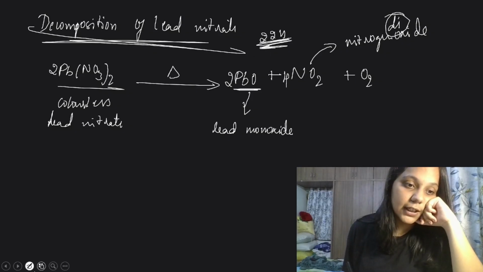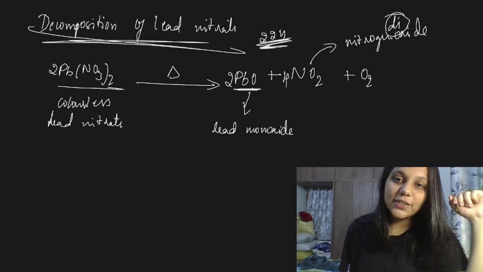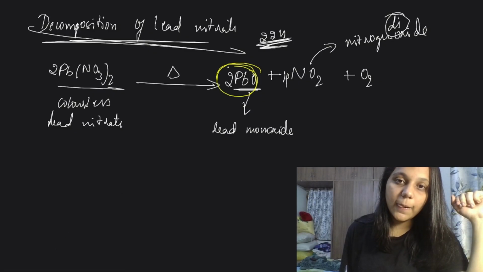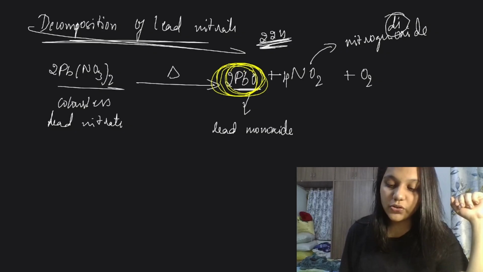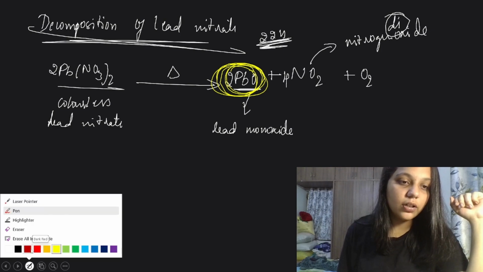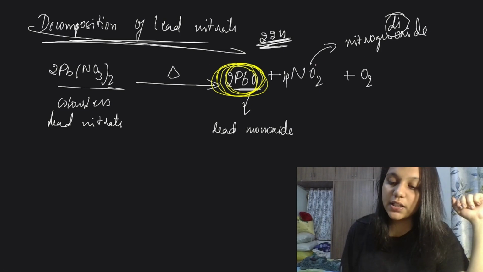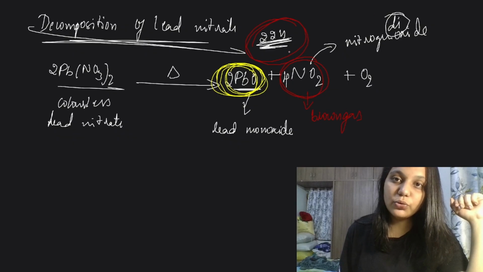Let me change the color, okay? So this is colorless, so it is white only. This PbO, which is lead monoxide, is in yellow color. And this nitrogen dioxide is a brown gas. And you remember that is 2, 2, 4.